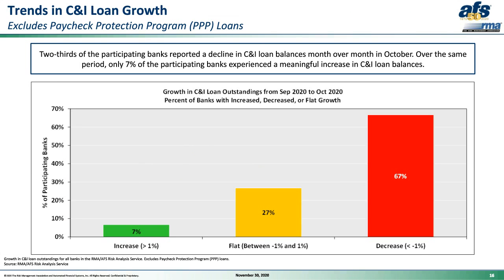Now, excluding PPP loans, loan balances at most banks have decreased. On this chart, we compared loan outstandings for each bank October versus September, and tagged each change as an increase if it was up greater than 1%, flat if the change was between positive and negative 1%, and a decrease anything below 1%. And only 7% of our RAS banks had a positive change this month.